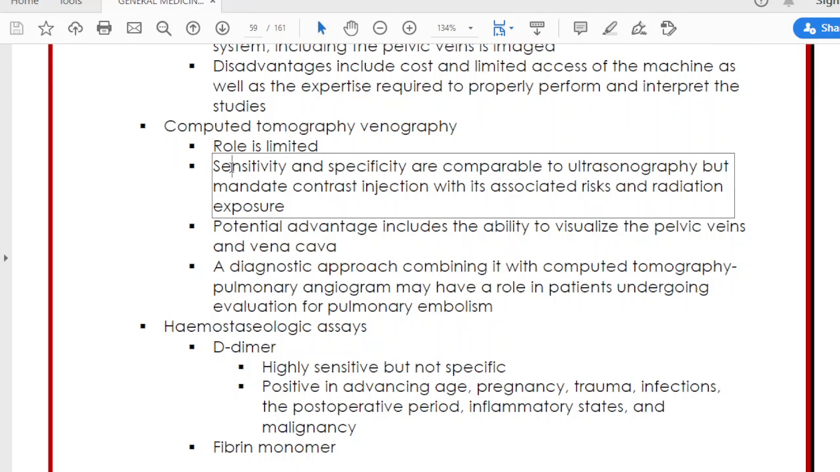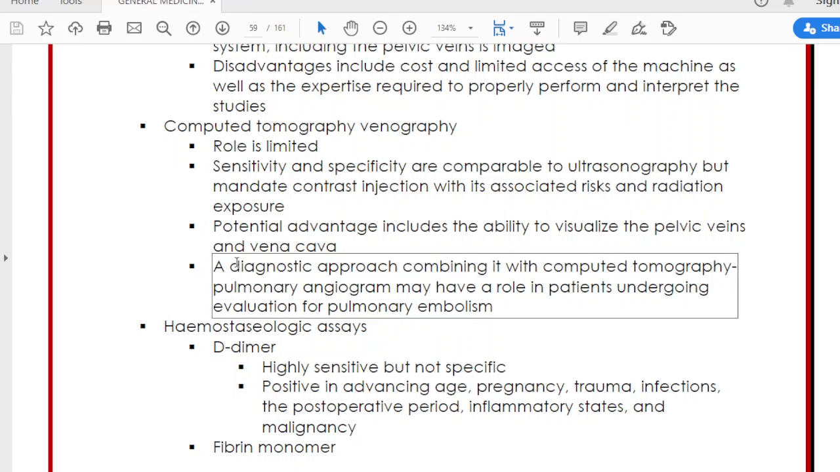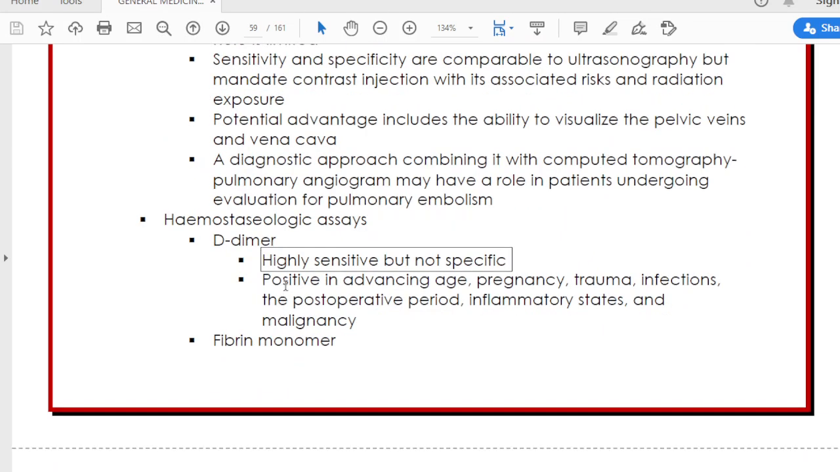Role is limited. Sensitivity and specificity are comparable to ultrasonography but mandate contrast injection with its associated risks and radiation exposure. Potential advantage includes the ability to visualize the pelvic veins and vena cava. A diagnostic approach combining it with computed tomography pulmonary angiogram may have a role in patients undergoing evaluation for pulmonary embolism. Hemostasiologic assays. D-dimer. Highly sensitive but not specific.